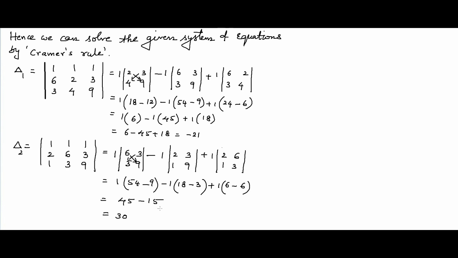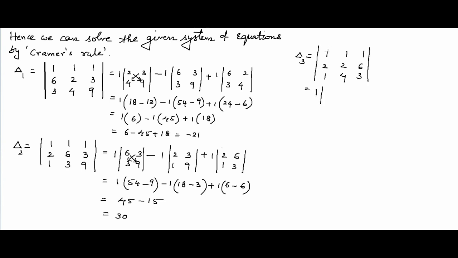Same way, we need to find one more determinant, and that determinant is delta 3. Delta 3 is obtained by replacing the last column of your matrix A with the constants. The first and second columns will be the same as they are in matrix A, and the last column, the third column, is replaced with the constants. So let us expand this.